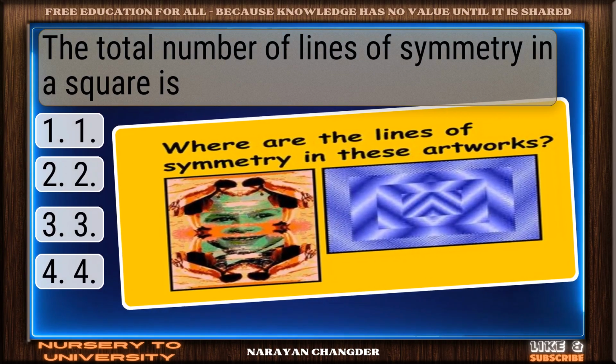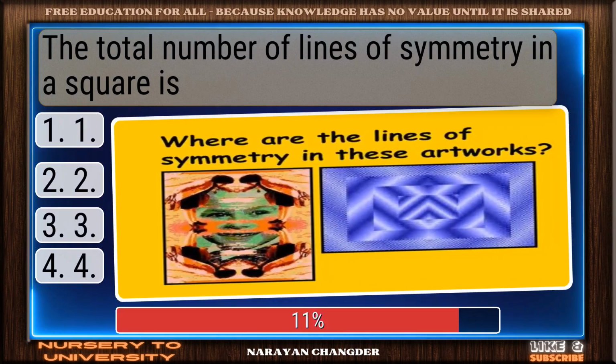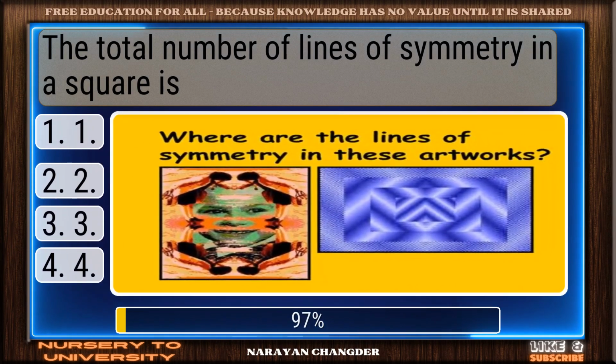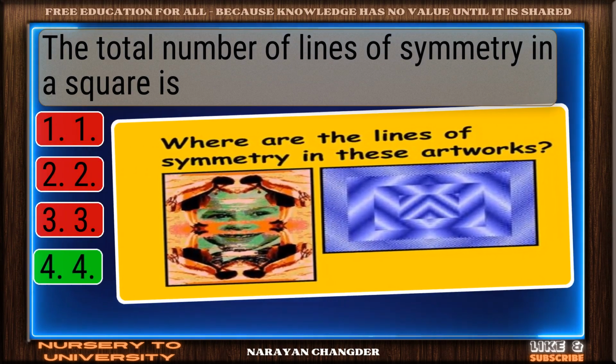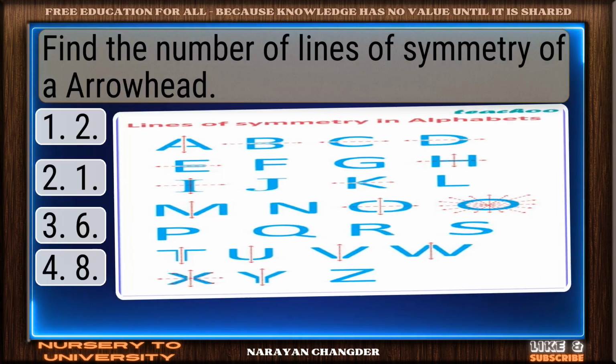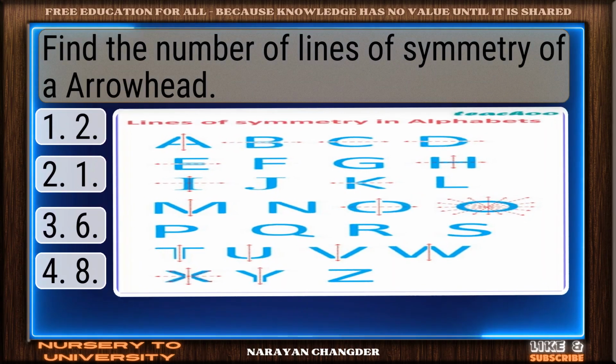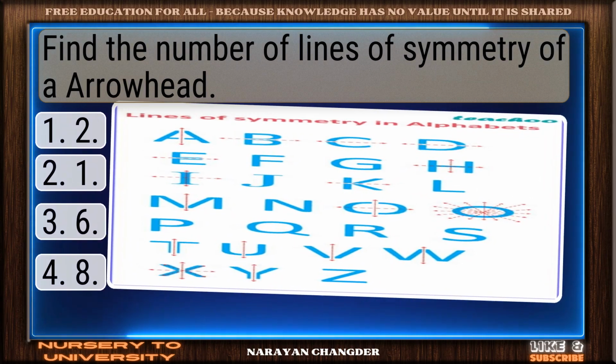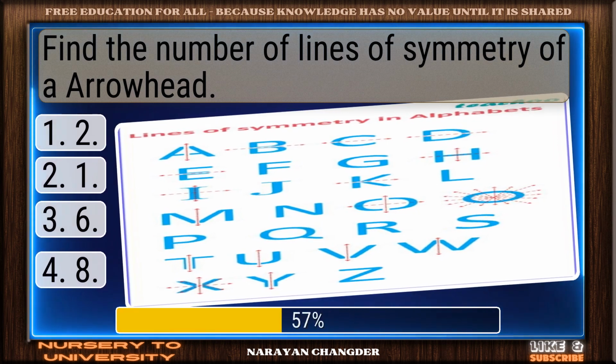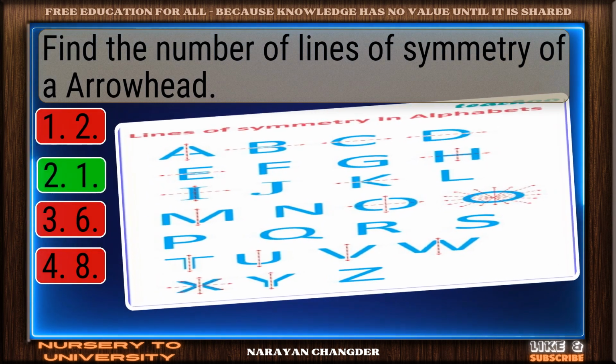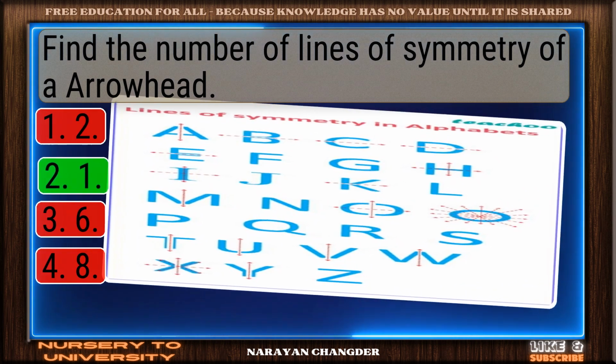The total number of lines of symmetry in a square is? Thinking. 4 is the right answer. Find the number of lines of symmetry of an arrow ahead. On track. 1 is the correct answer.